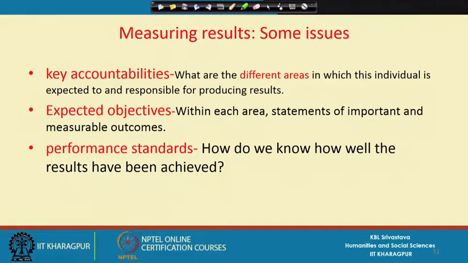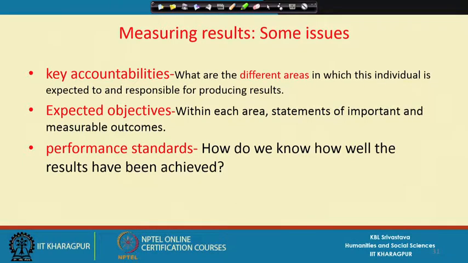In this lecture we are going to focus on these two aspects: how we are going to measure behavior and results, because it is very important when it comes to measuring performance. In order to measure performance you have to see what different kinds of systems you use. So, we will start with results, how we are going to measure results.